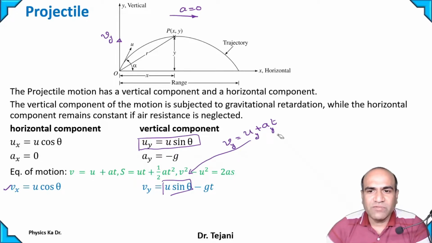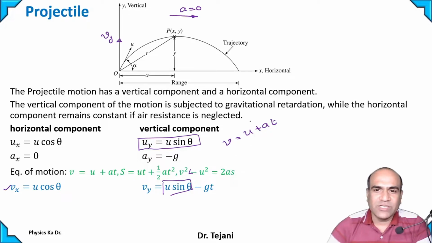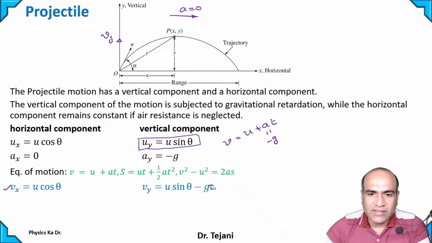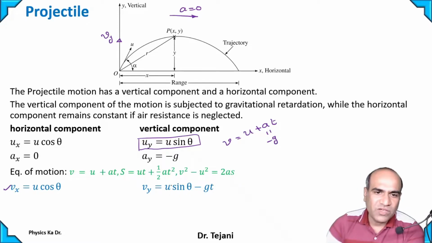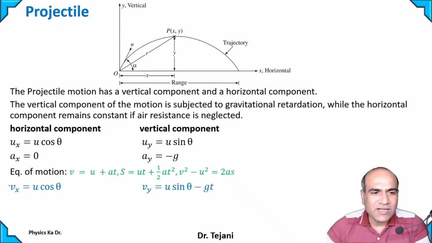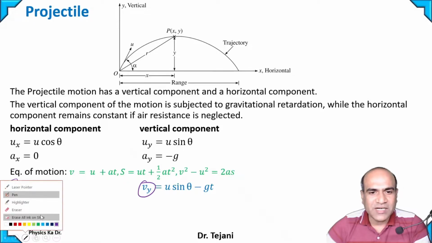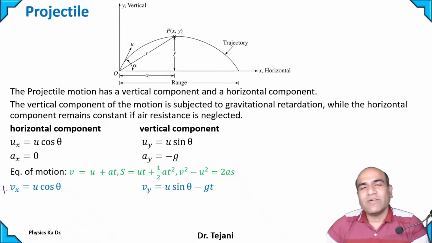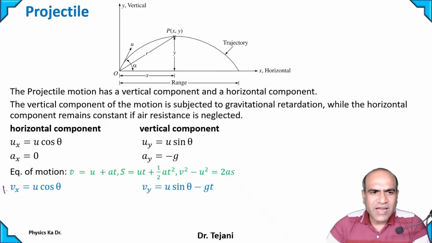And for acceleration, we know that it is subjected to negative g, so the acceleration becomes negative g, and therefore the equation for the vertical movement becomes Vy = u sin theta minus gt. So one is the x horizontal component, and this is the vertical component. So we have two components, horizontal and vertical. See, we derived some of the equations from equation number 1.